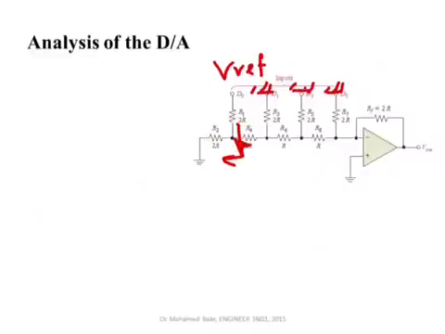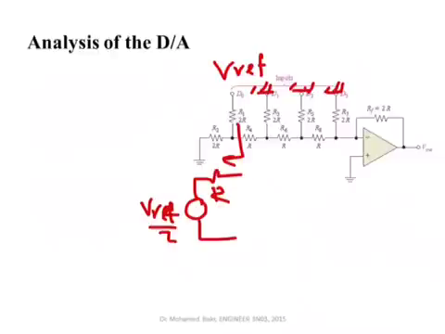So what is seen here is half of Vref. So I can simply redraw the circuit from this point here. I can replace this part by a resistor of value R and a voltage source of Vref over 2. Okay, this is what I can see from here.